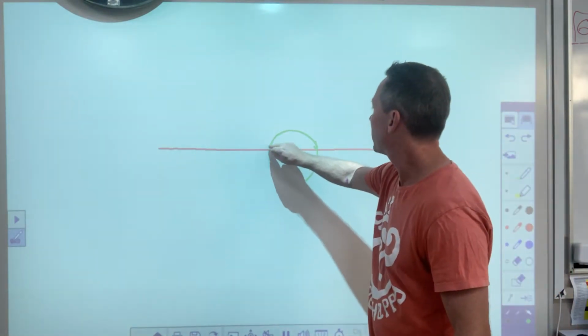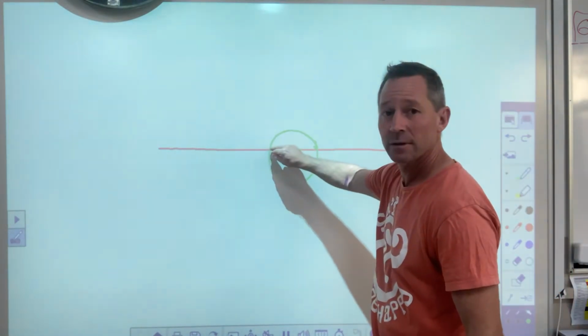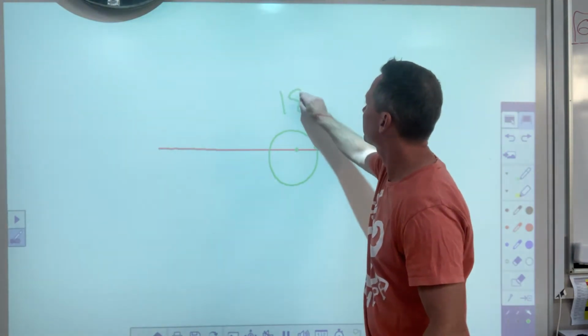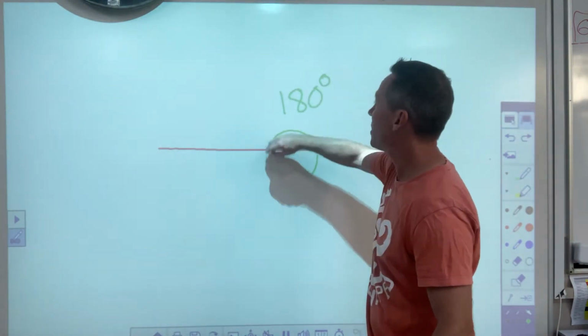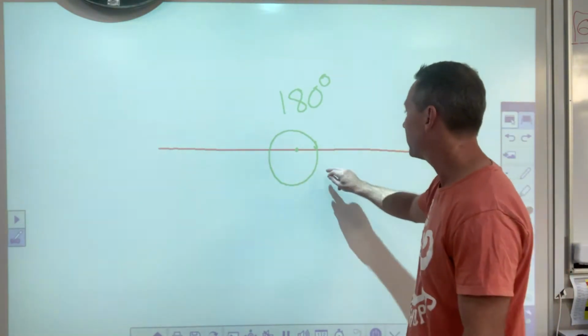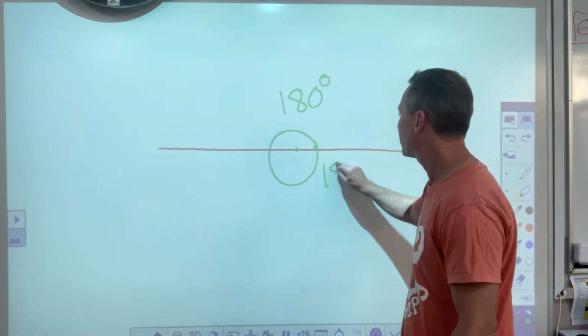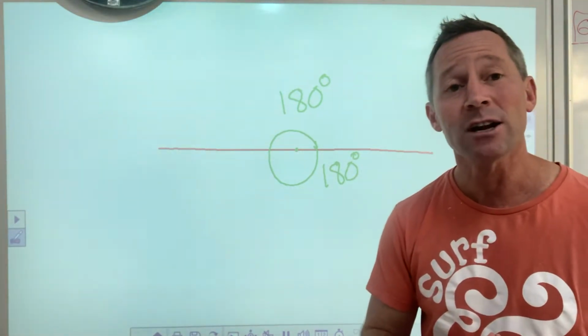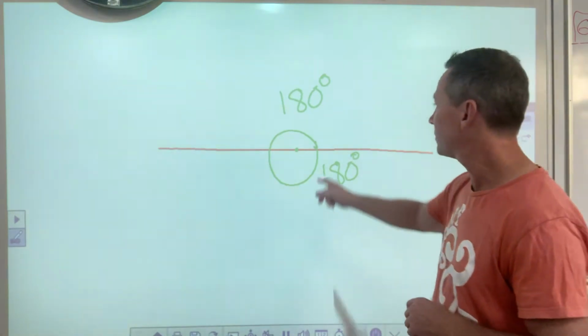This angle here is a total of 180 degrees, which means if that one is 180 degrees, this one here must also be 180 degrees, because angles add up to 360 degrees inside a circle.